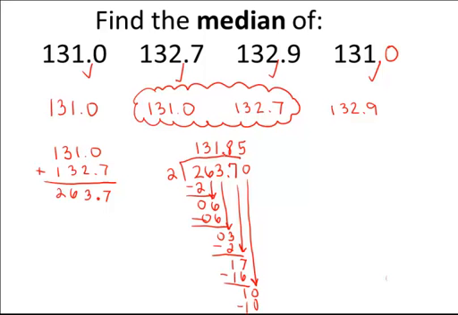So the average of the two middle numbers is 131.85. Therefore, the median of the data set is 131.85.